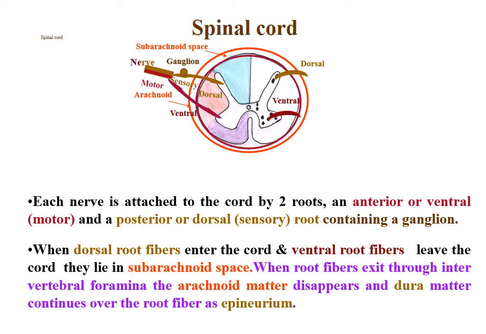When the root fibers exit through the intervertebral foramina, the arachnoid matter disappears quickly, and the dura mater continues over the root fibers as epineurium.